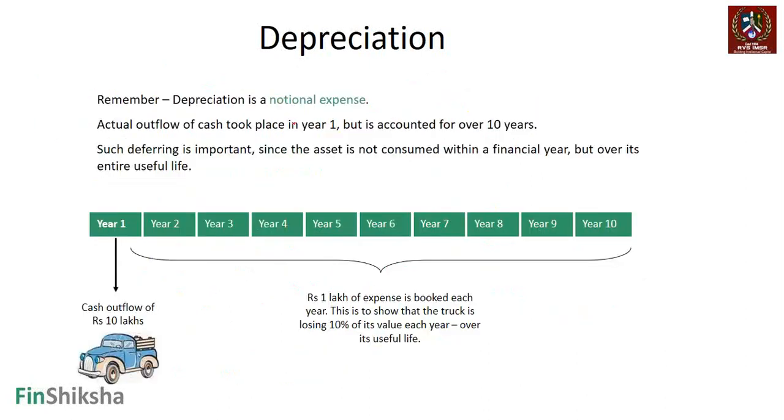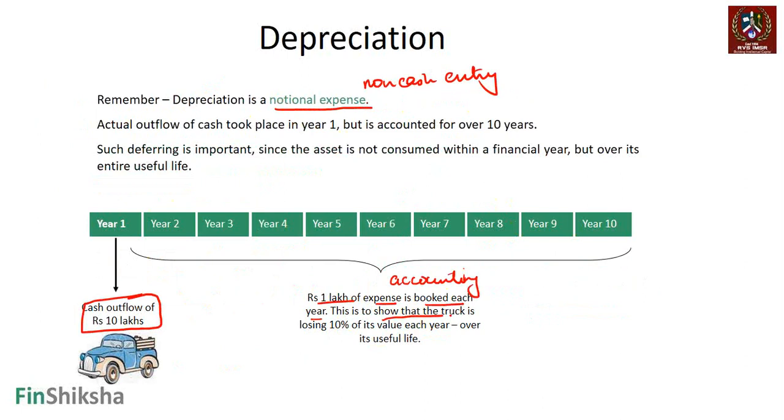So remember, depreciation is a notional expense. It's a non-cash entry. How much is the cash expense in this case? There is a cash outflow of rupees 10 lakh in the first year. That's very clear. Remember, cash outflow is 10 lakh. After that, there is no cash outflow for the rest of the years. But rupees 1 lakh of expense is booked each year. That's an accounting entry we're putting in. This is to show that the truck is losing 10% of its value each year over its useful life.